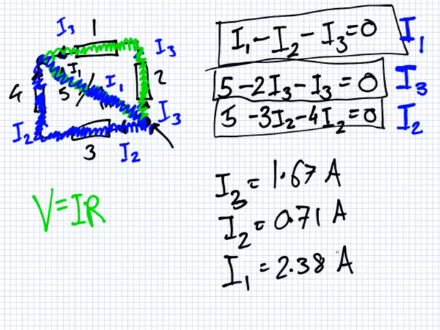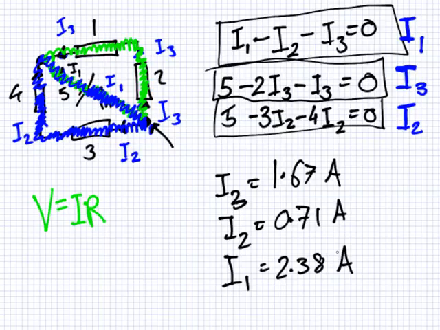Can you check the answers from when I did this last time in the simple circuits? Did I get the same answers? Do you have the simple circuits? There, this is simple circuits. 1.6, 0.7, 2.38. I got the same answers. This is so much easier. This is why I like Kirchhoff, because this is so much easier.